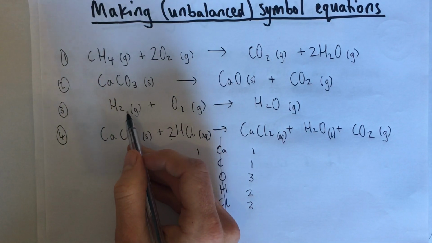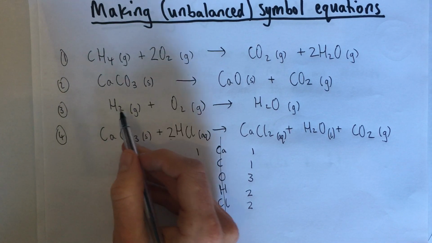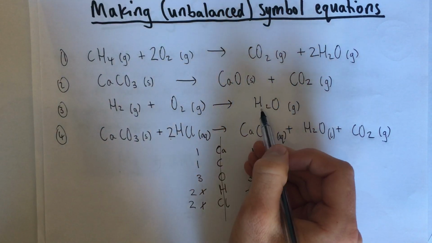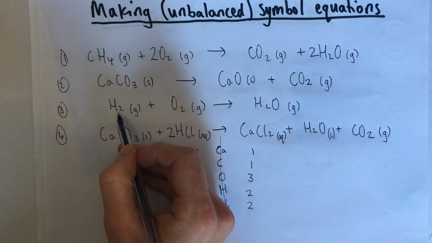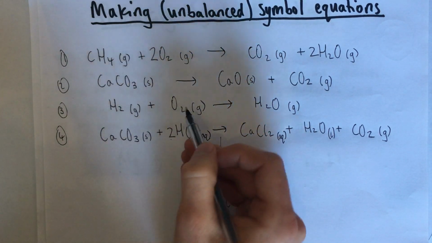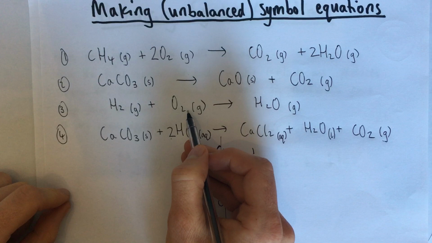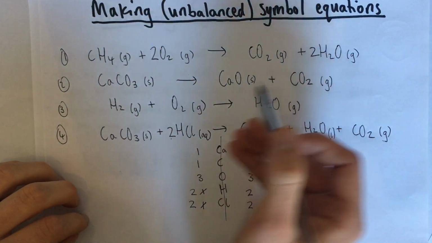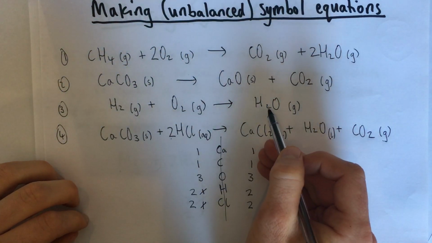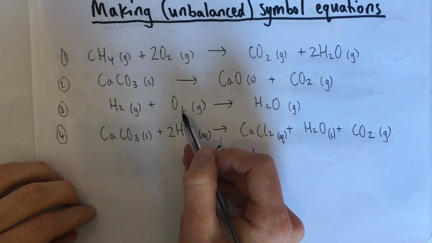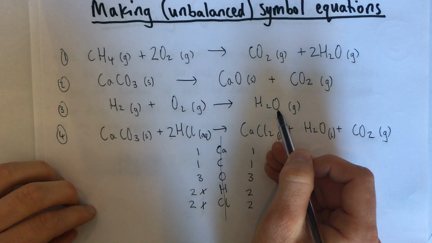Last one, which I do talk about on a different video. Hydrogen burning in oxygen to make water. It doesn't matter which one I do because both hydrogen and oxygen atoms appear by themselves as elements. So I'll just do hydrogen first. 2 hydrogens to 2 hydrogens, that's good. 2 oxygens to 1 oxygen.